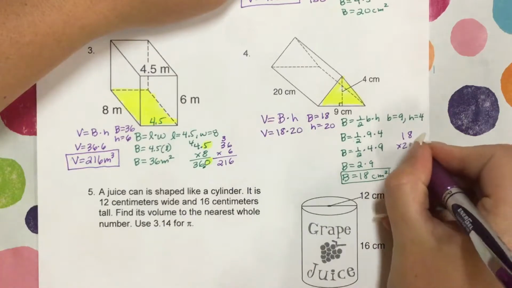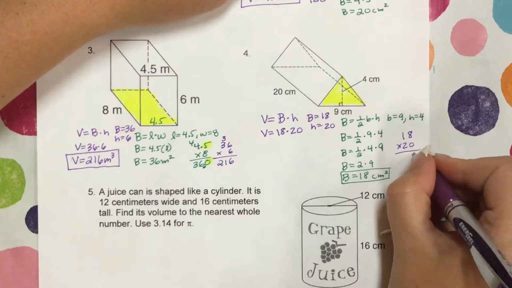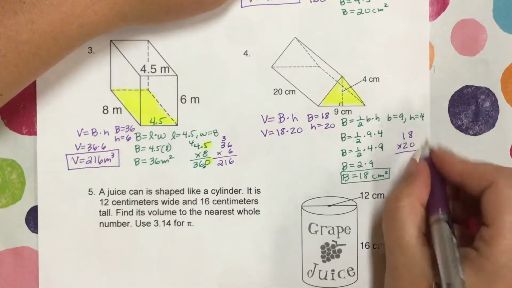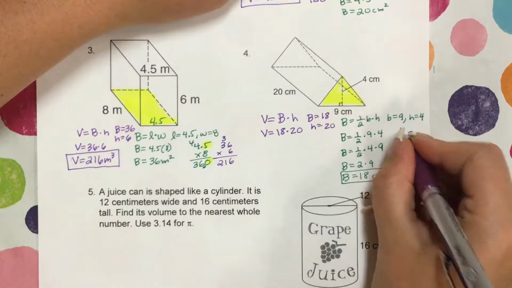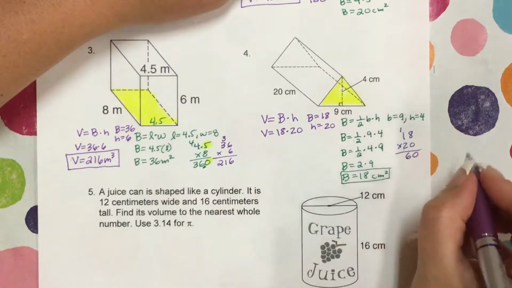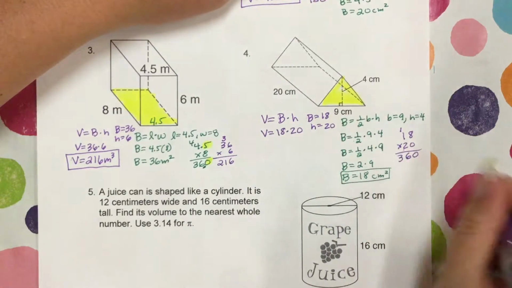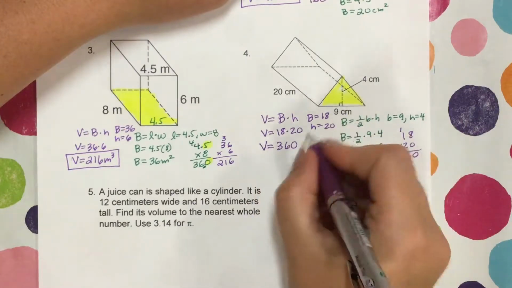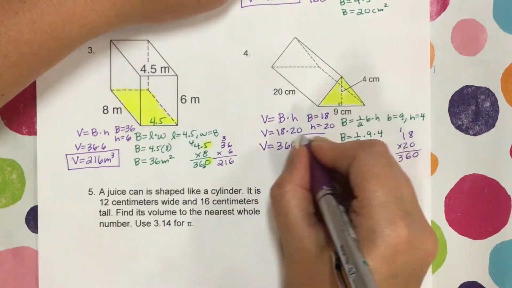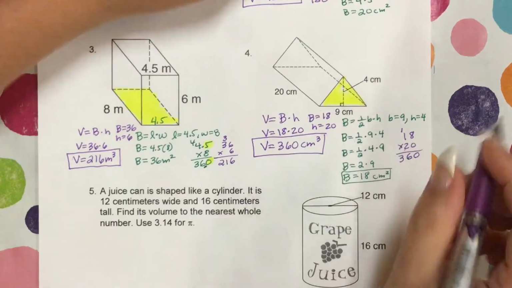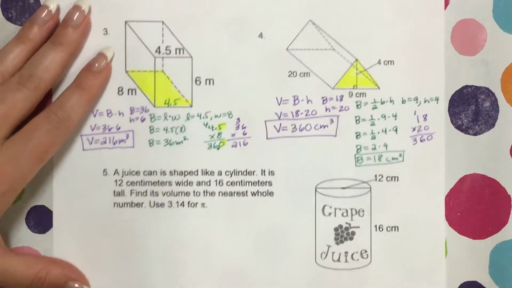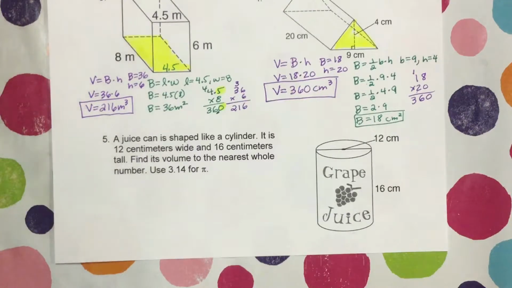18 times 20. That's a 0, so I'm just going to put a 0 here in the ones place and start in the tens. 2 times 8 is 16. Write the 6, carry the 1. 2 times 1 is 2, plus 1 is 3. So it's 360. So 360 centimeters cubed. That would be the volume for problem 4. If you got that one right, great job. Okay, let's go ahead and move on to problem 5.